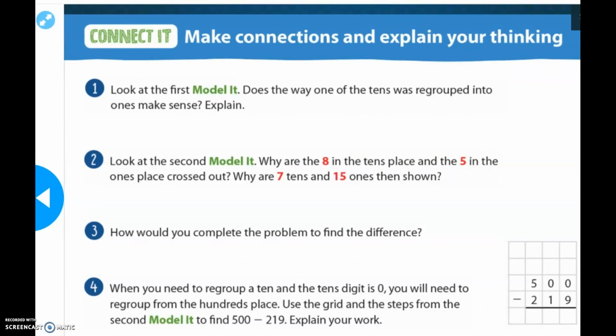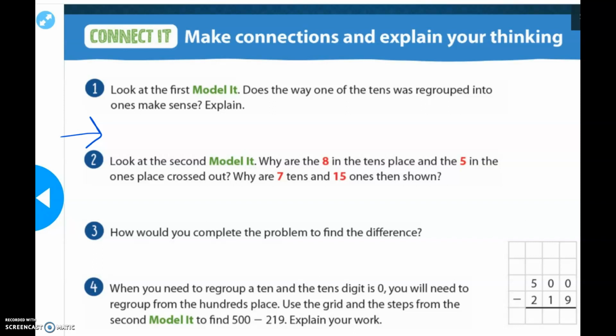So it says, look at the model. Does the way one of the 10s was regrouped into 1s make sense? So that's kind of something you have to decide for yourself. Does that regrouping make sense? And then you're going to write whatever you think right there. This isn't really something I can do for you. You have to tell me if you think it makes sense.